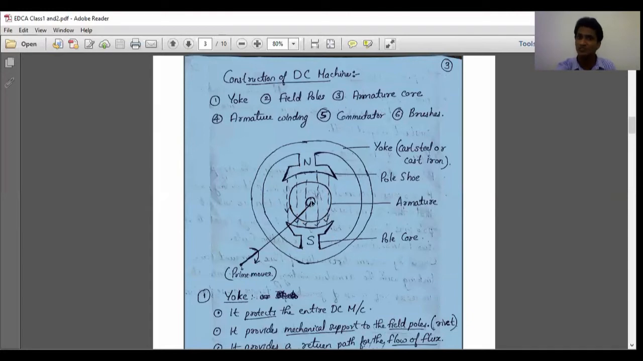That means what is the use of the pole shoe? Uniform distribution of magnetic field. Clear? If there is a pole shoe of this shape, the magnetic field will be uniformly distributed. That means a conductor placed here and a conductor placed here will also experience the same magnetic field. Is that clear?